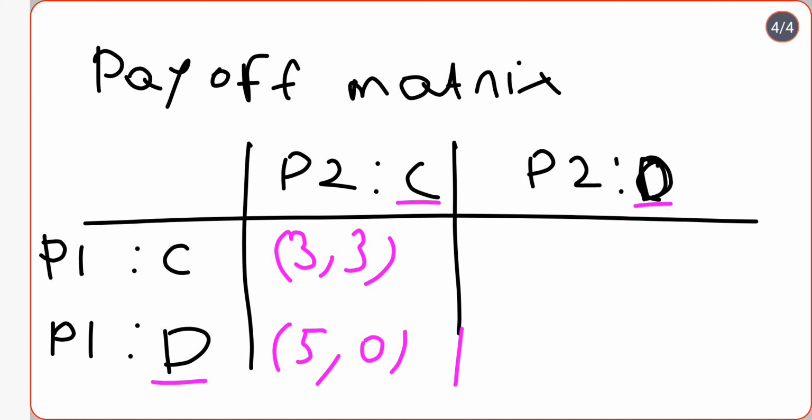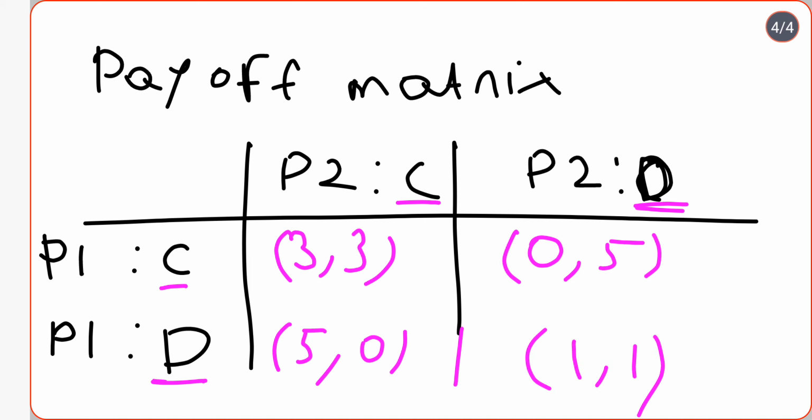When player 2 is denying and player 1 is confessing, player 1 will be completely free and player 2 will get 5 years of imprisonment. Similarly, when player 1 and player 2 are both denying, they get 1 year of imprisonment each. So now it is up to the players, and they don't know each other's decision.